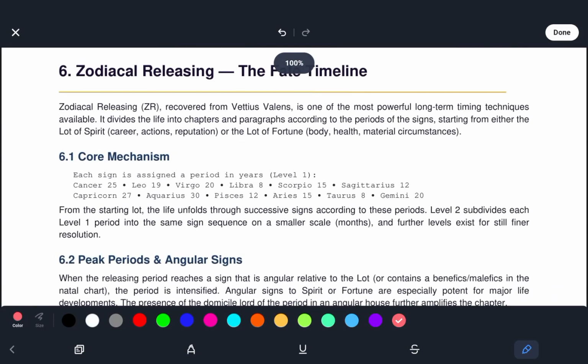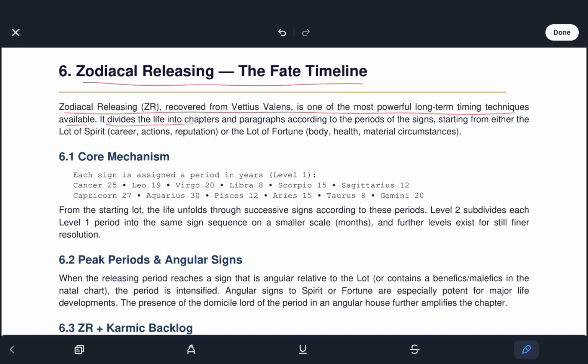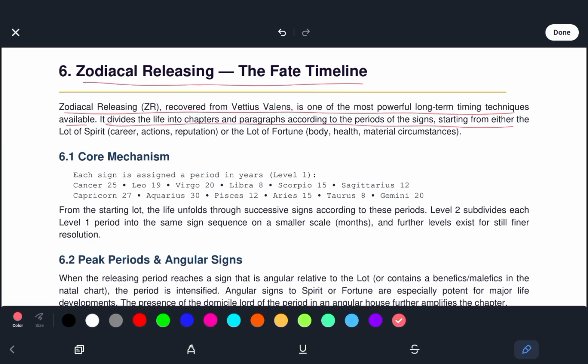Let's talk about zodiacal releasing, the fate timeline. Recovered from Vettius Valens, it is one of the most powerful long-term timing techniques available. It divides life into chapters and paragraphs according to the periods of the signs, starting from either the lot of spirit, career, actions, reputation, or the lot of fortune, body, health, material circumstances.